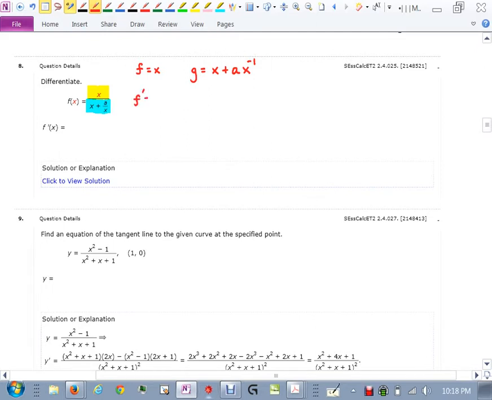Now let me grab my derivatives real quick. 1, now be careful here. The negative 1 comes out, makes it a negative a. I subtract 1, x to the negative 2. All right. So the derivative should be the derivative of f, which is 1, times g, which is 1 minus a. Oh, no, that's not it. I almost put g prime there. Times g.